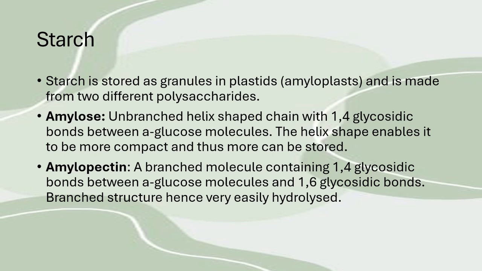which is what you want. And then you have amylopectin, which is kind of the other side. A branched molecule containing 1,4 glycosidic bonds between alpha glucose molecules and 1,6 glycosidic bonds, and it has a branched structure, hence very easily hydrolyzed. Once again, a very, very important slide because you will see countless exam questions on these. So you should understand this slide a lot.